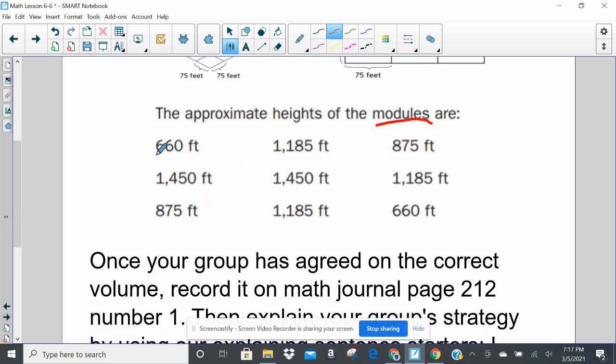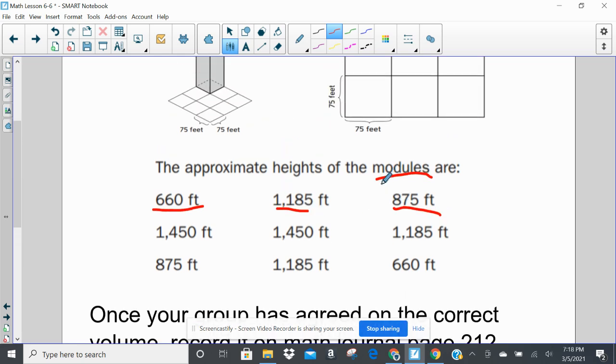So here are the heights of all those modules. We have to find the volume of each one. What's an easy way that we can do that? What do you guys think? What could we do? I know it's length times width times height. So what could we do to figure out the total volume? What do you guys think?